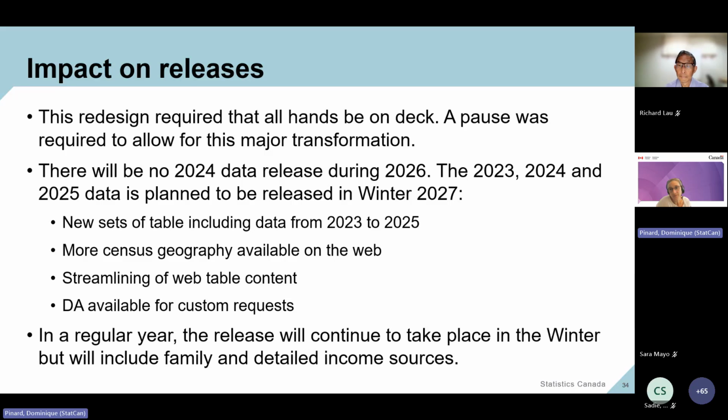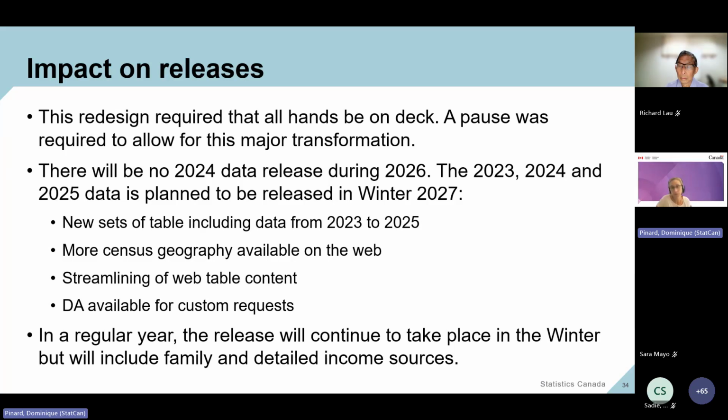Date in the winter for the data release. Again, I'd say probably late winter 2027. I don't have more precise information at this point. So it's fair to say that it's not going to be before March 2027. And again, this is a tentative date.